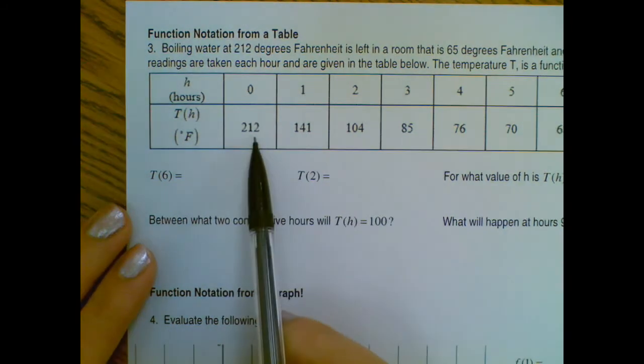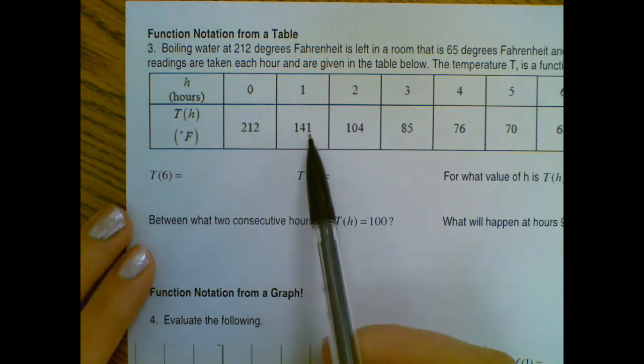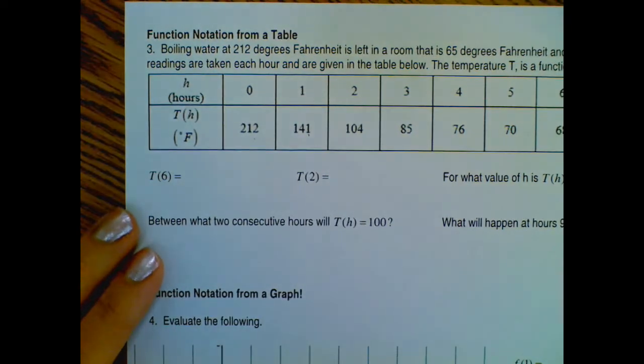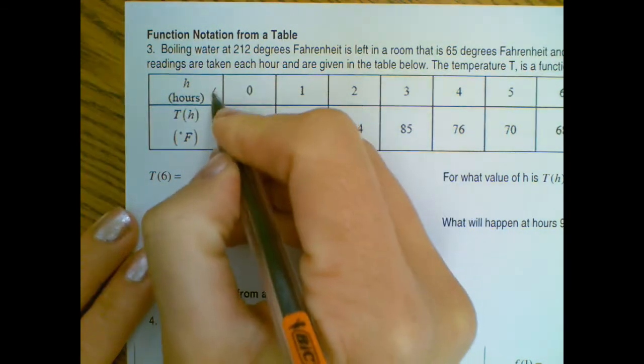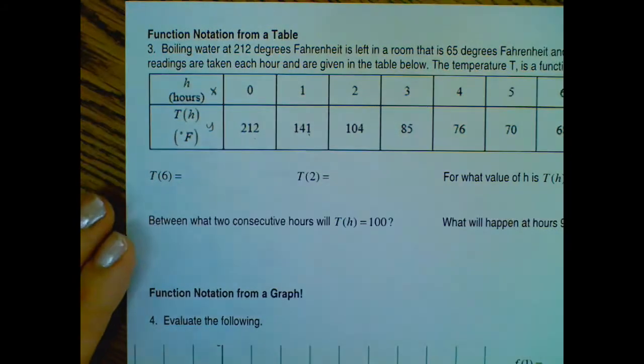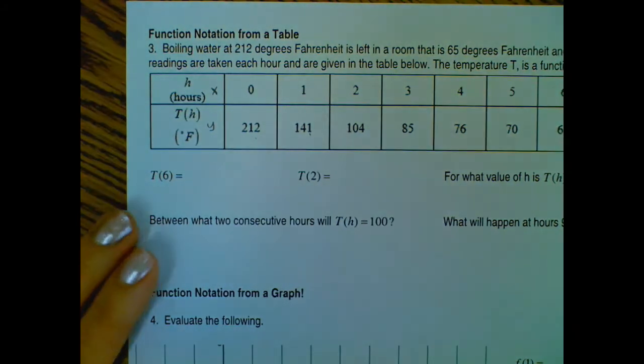So this is the starting temperature, right? After 1 hour, it was down to 141 degrees and so on. The temperature T is a function of the time in hours. So the hours, or H, would kind of be our X, and then T of H would be our Y.